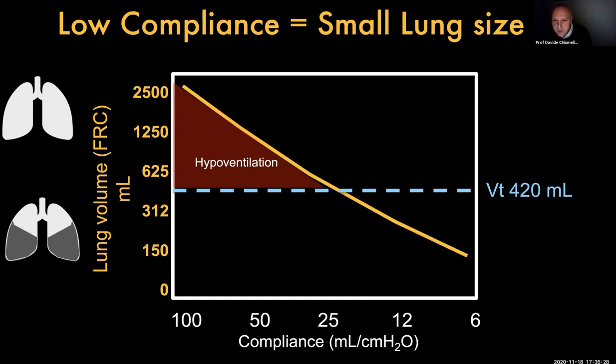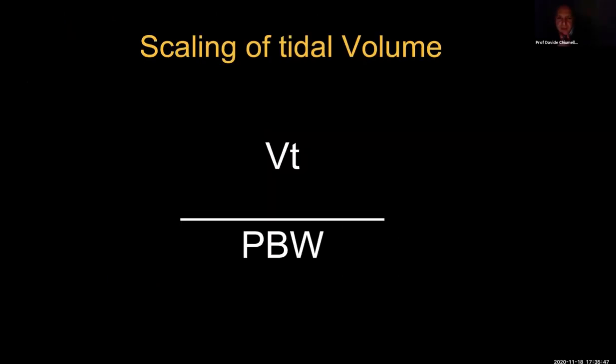At the same time, if the compliance is low and therefore the lung volumes are low, the same tidal volume will produce excessive strain and lung injury. So one recipe will not apply to all the possible cakes, so to speak, or the possible patients. The idea of scaling tidal volume to predicted body weight is a useful starting point, but it's not ideal for every patient.